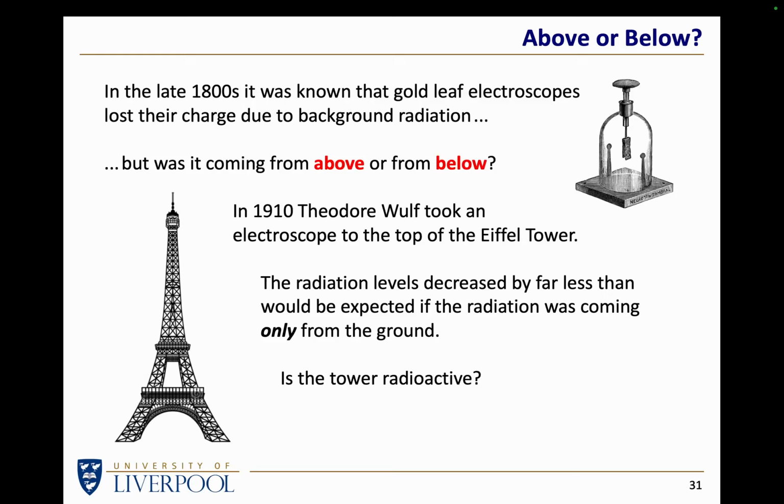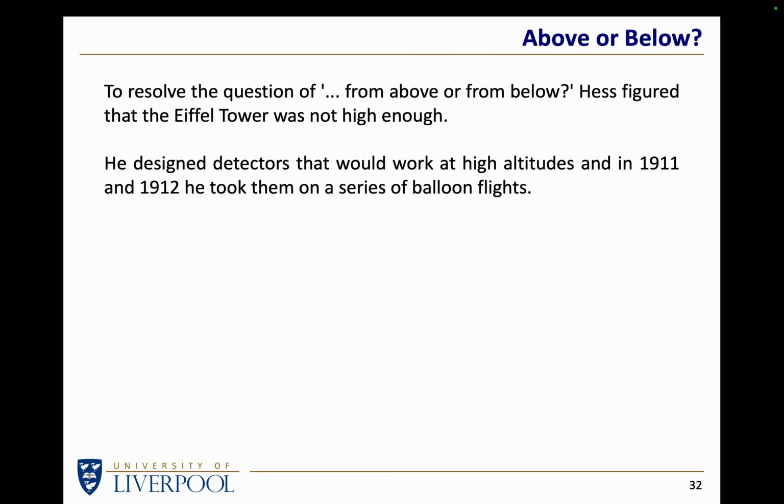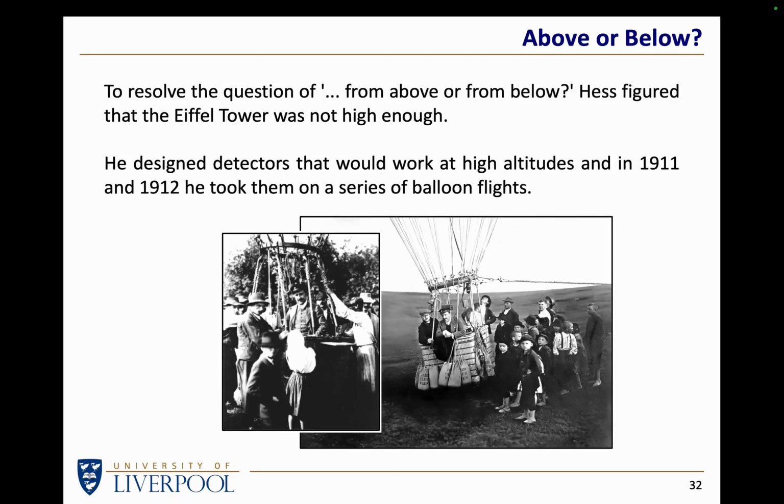Question, was it complicated by the fact that the Eiffel Tower is radioactive? Well, that's not a silly thing to consider, because the Eiffel Tower is made of iron. Iron dug out of the ground is radioactive, so maybe the tower is. Also, we know that radon exists, so is it possible that atmospheric radioactivity is affecting the measurements? This is where Hess steps in and said, the Eiffel Tower isn't high enough. If you want to tell what's going on, you need to go higher than the Eiffel Tower.